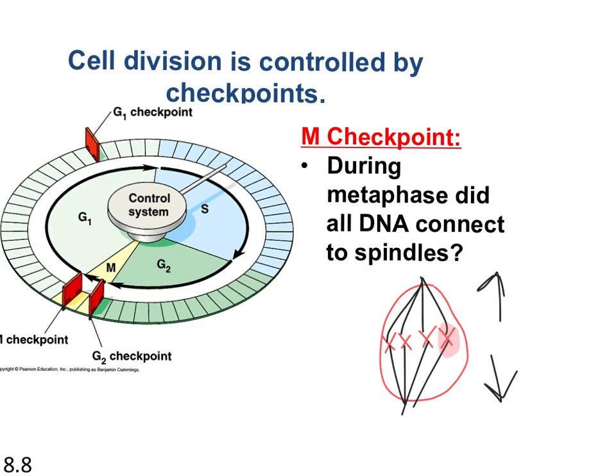So then we'd end up with the 2 sister chromatids moving to the same side and the other side getting neither of the sister chromatids. Whereas what we should get is half of it moving one way and half of it moving the other way. So the M checkpoint makes sure that the DNA is all connected to the spindles.